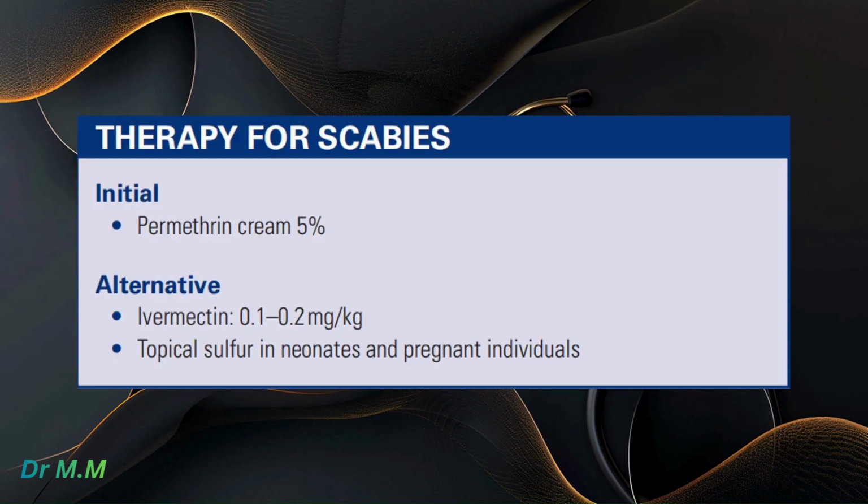Therapy for scabies. Initial: permethrin cream 5%. Alternative: ivermectin, 0.1 to 0.2 mg per kg. Topical sulfur in neonates and pregnant individuals.